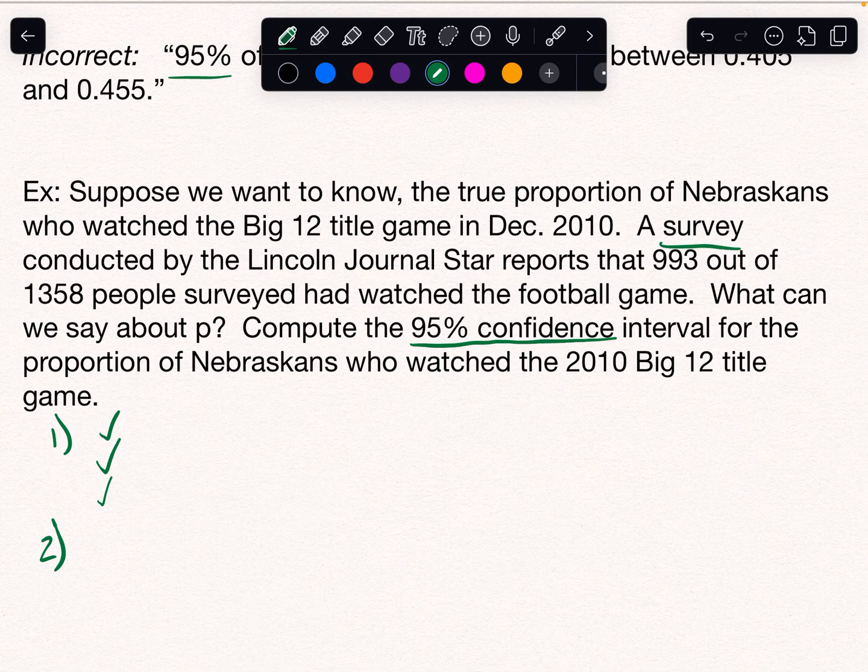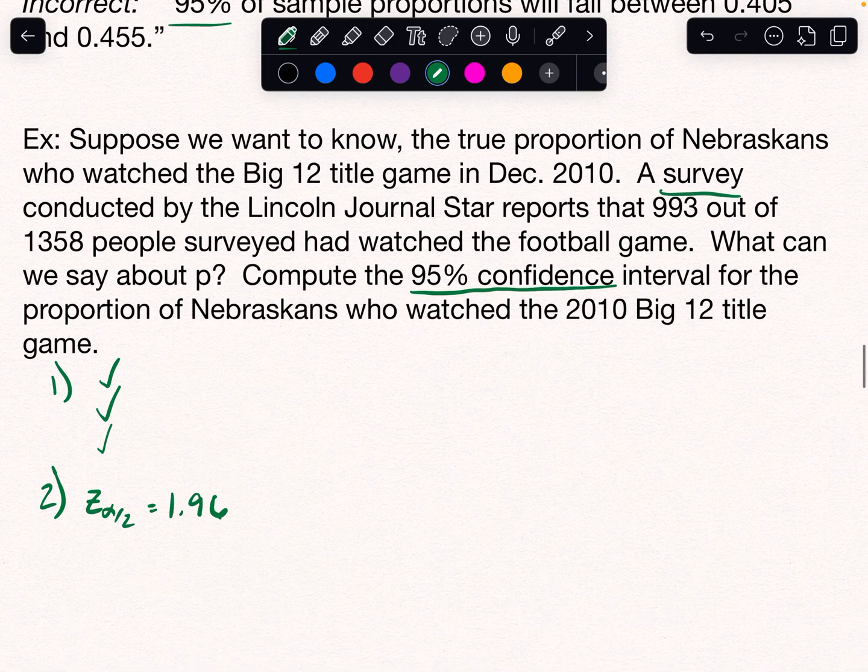Step number 2, we want to find our critical value, which since it's a 95% confidence interval, our critical value is 1.96. Step number 3, we want to calculate the margin of error. So using our critical value, we're multiplying it by the square root. So I need to actually figure out what P hat is here and Q hat.